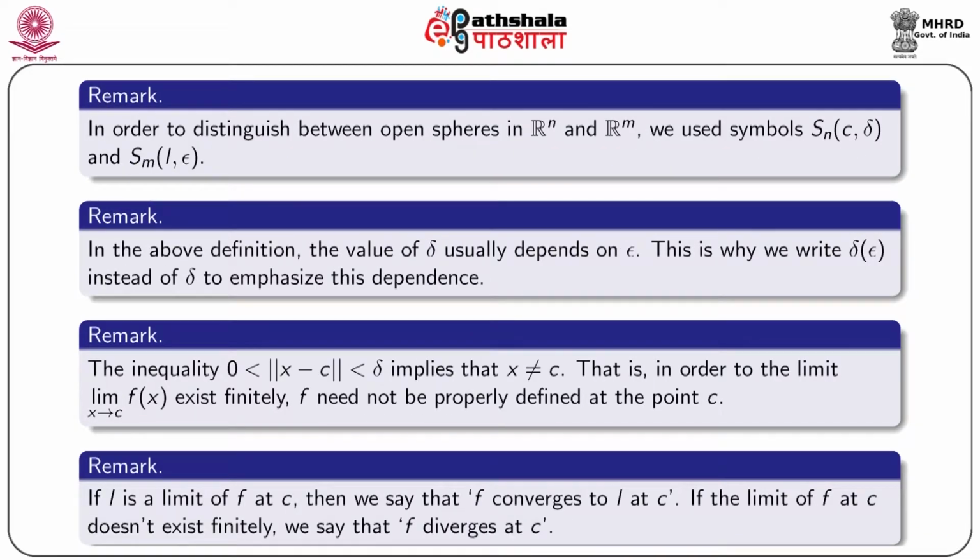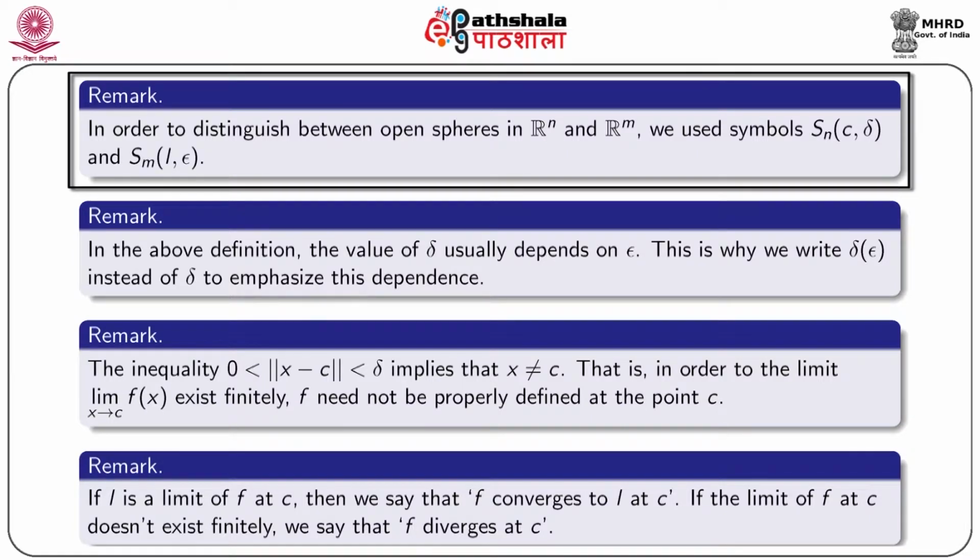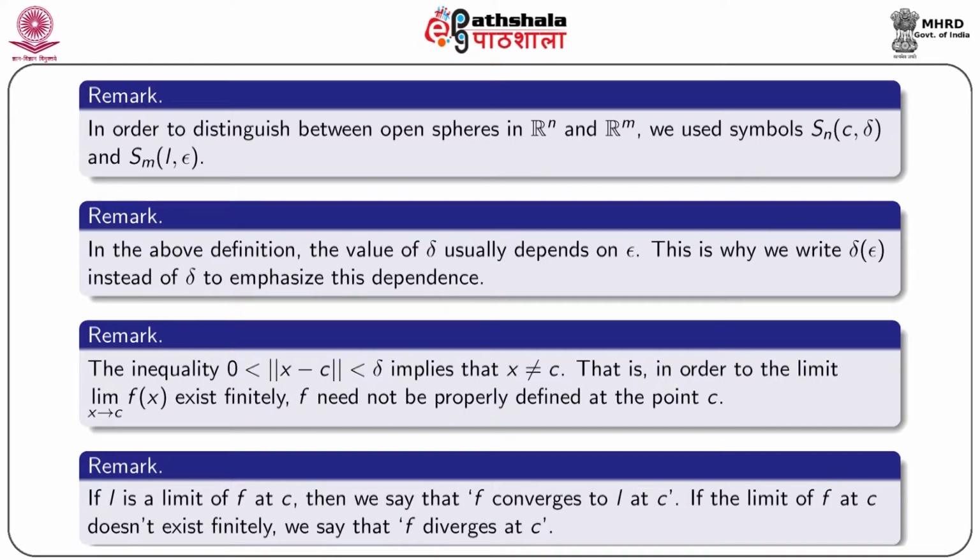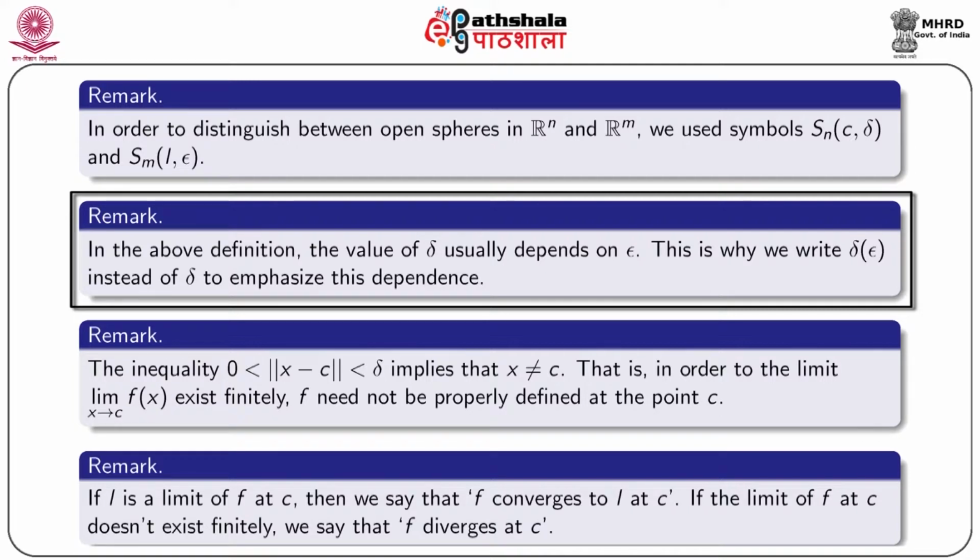We have some remarks here. The first one we have already mentioned. In order to distinguish between open spheres in R^n and R^m, we used separate symbols like S^n(c, delta) and S^m(L, epsilon). Second one, in the above definition, the value of delta usually depends on epsilon. This is why we write delta equal to delta(epsilon) to emphasize this dependence.